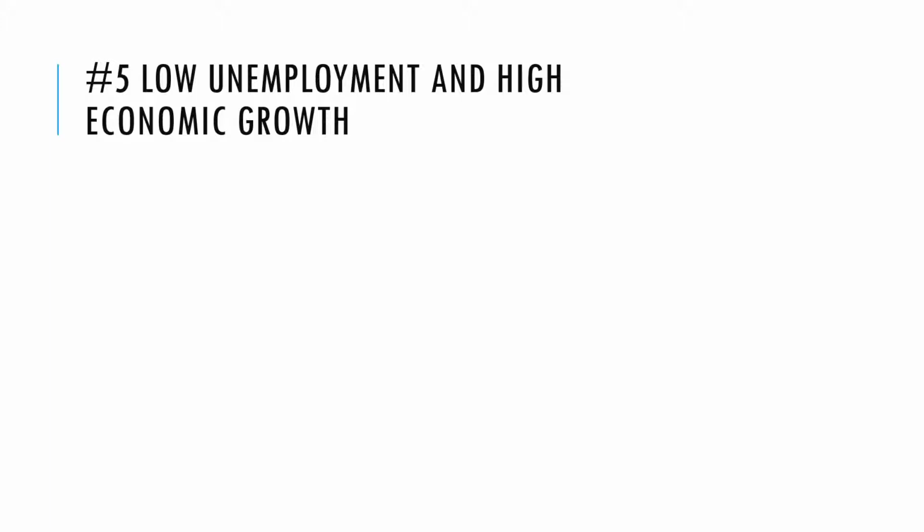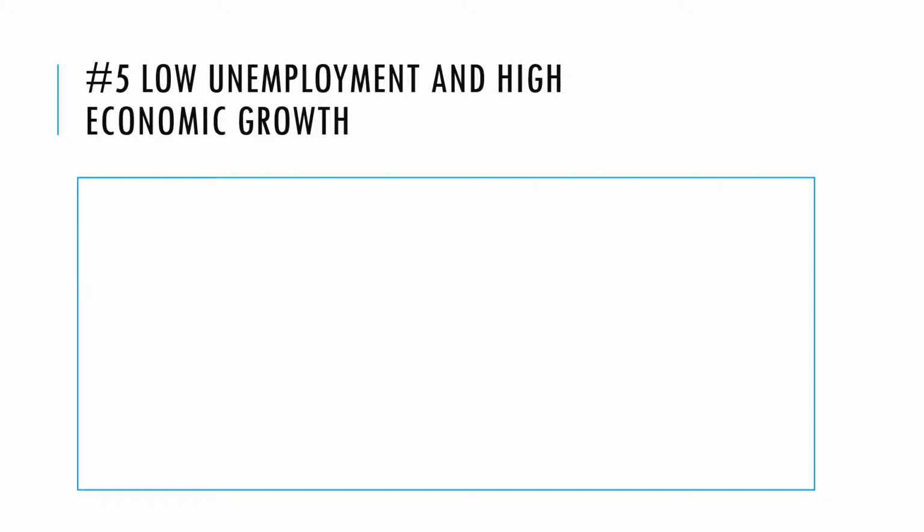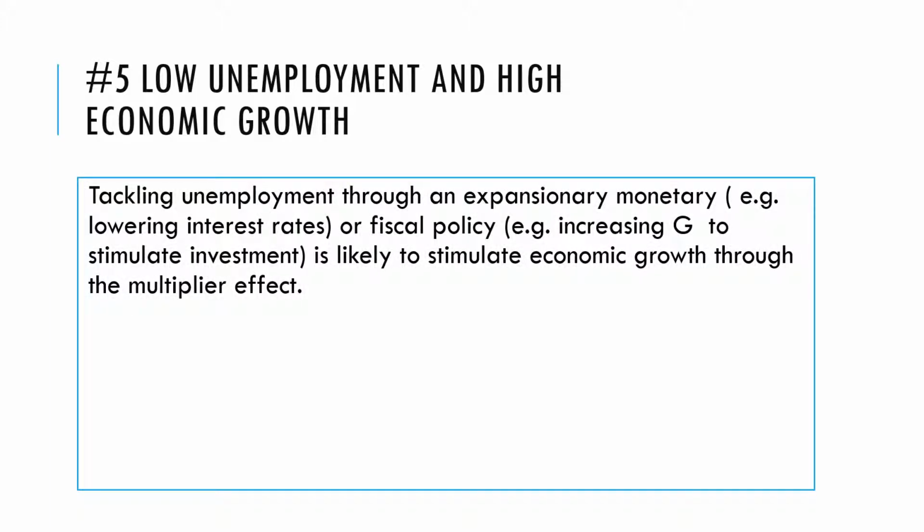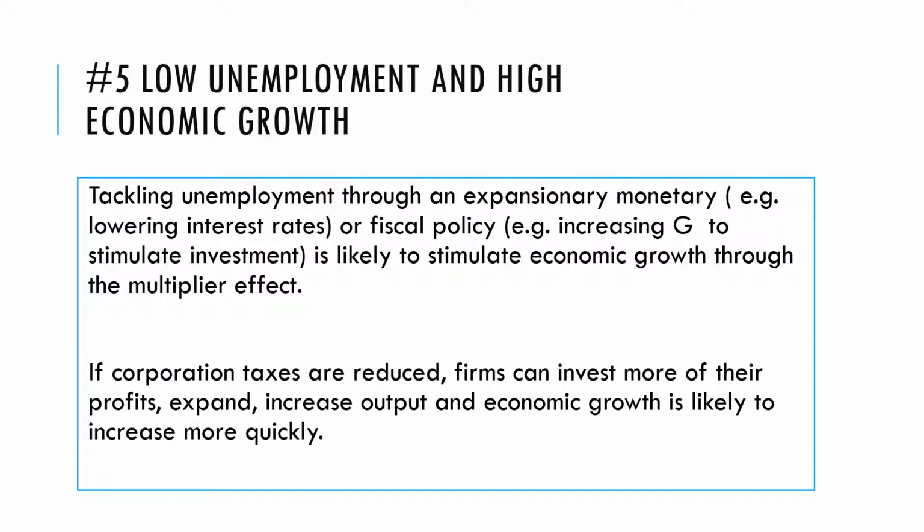Okay, number 5 is low unemployment and high economic growth. Well, an expansionary monetary policy or expansionary fiscal policy to try and tackle low economic growth and increase the level of economic growth would also see more being produced and that should result in more employment. So we would say that these are likely to be compatible objectives.